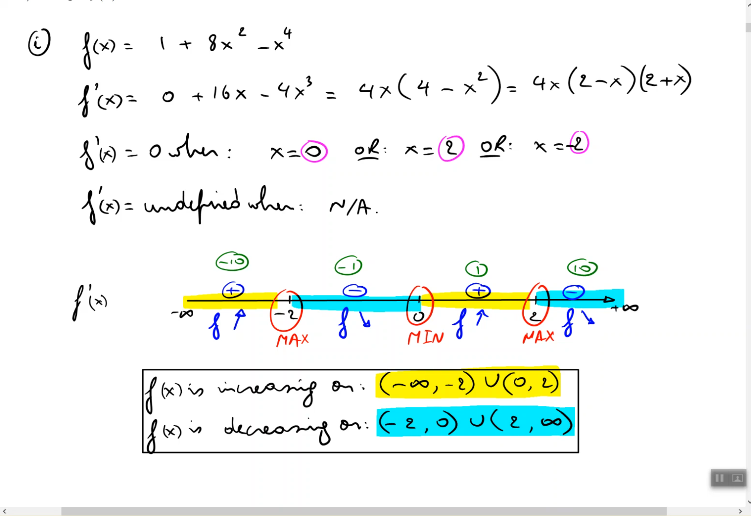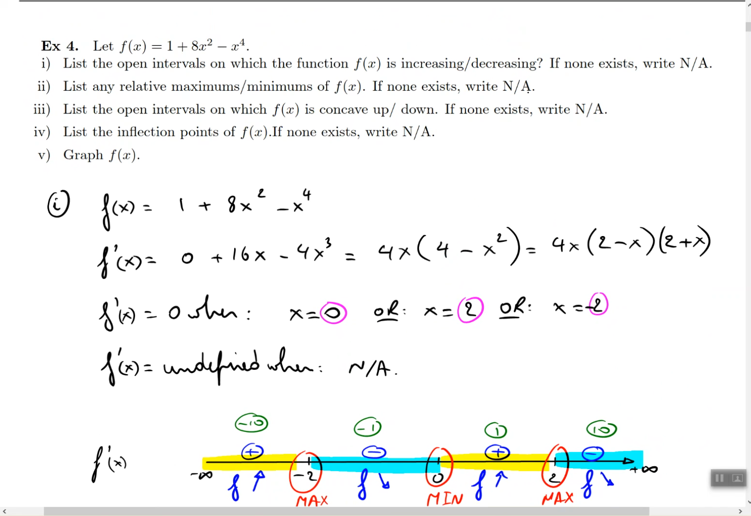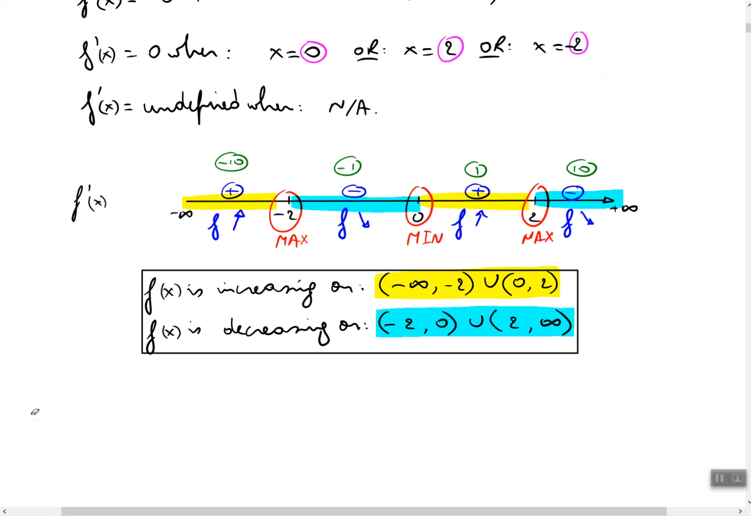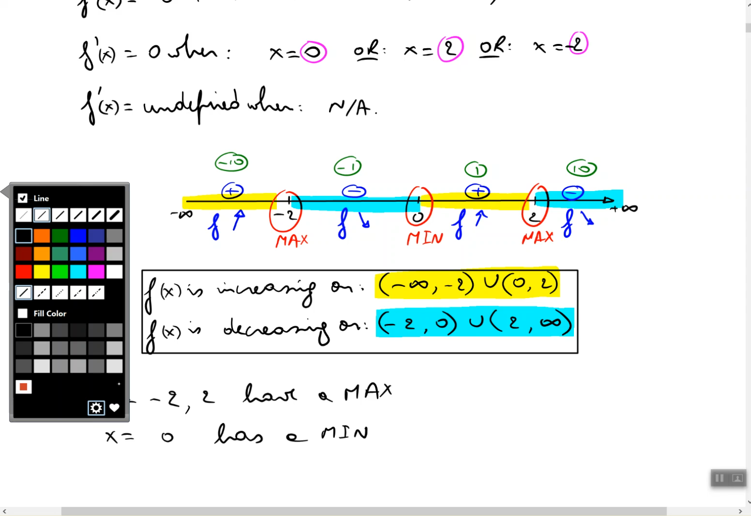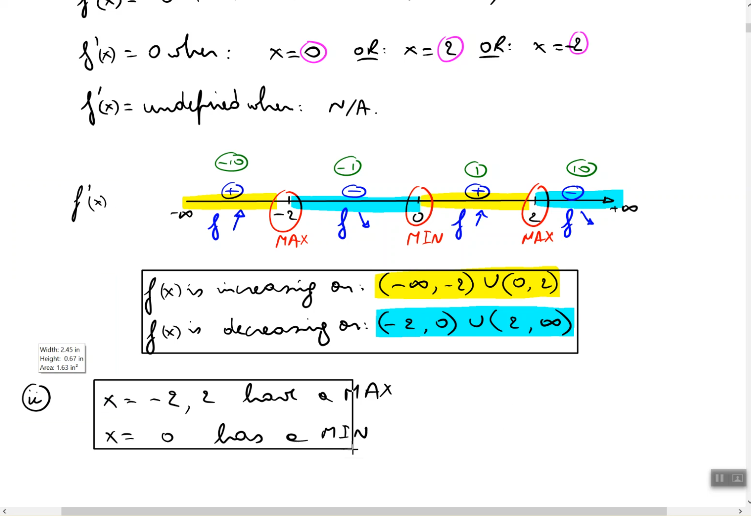So part 2, I believe, said what are the maxes and mins. We already did all the work, all we have to do is just write it down. We already see from the line that I made that x equal to negative 2 and positive 2 have a max, and x equal to 0 has a minimum. And so we are finished in part 2 also. So that whole thing is actually the answer.